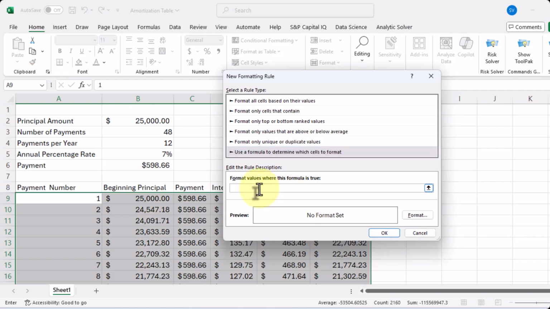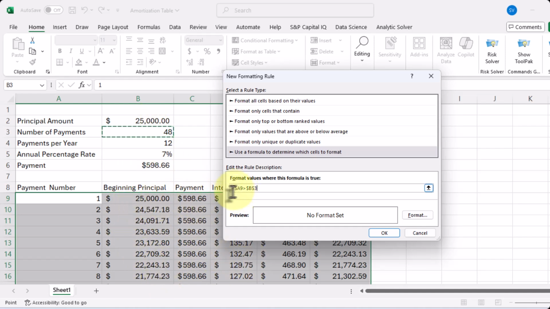So format the values where this is true. We want to put in here equals and then a $ sign. And then I'm going to put in A. So what I'm doing here is I'm telling Excel to look in column A. So for cell C9, it's going to look in column A to see what the value is. Okay. Because I'm starting in row 9, I'm going to put A9 is greater than the number of payments. And you can see here it puts $ signs in front of the B and the 3, so it locks it in. So it's going to compare to this cell in every instance.